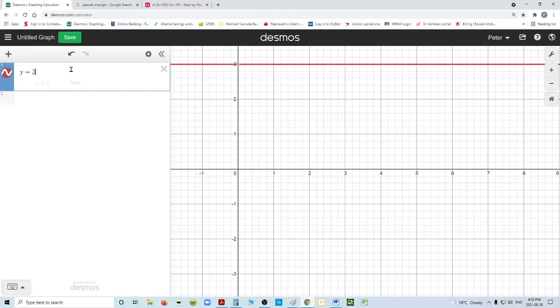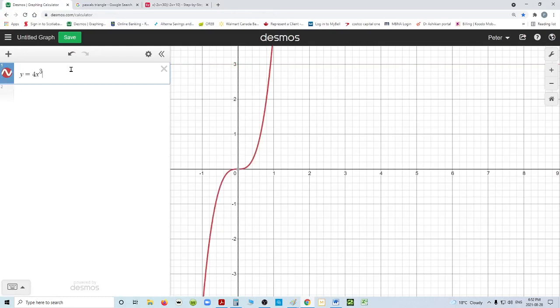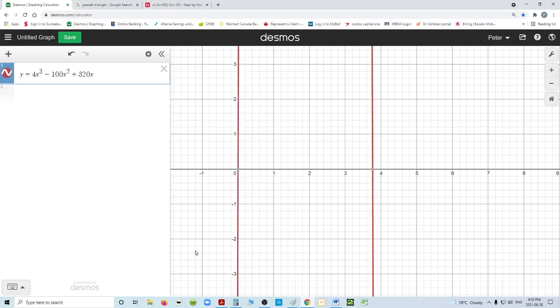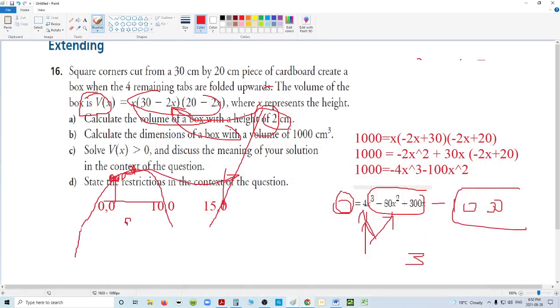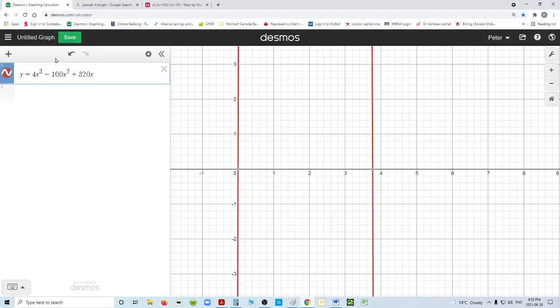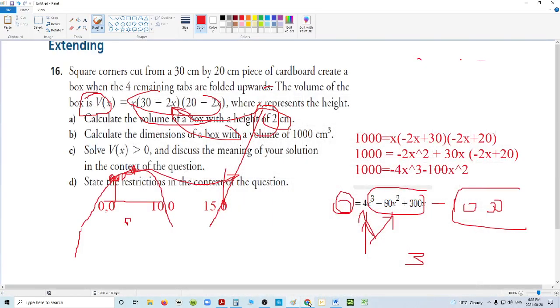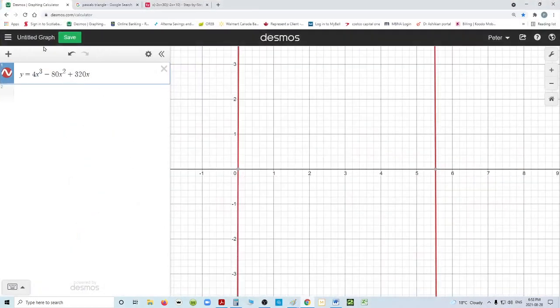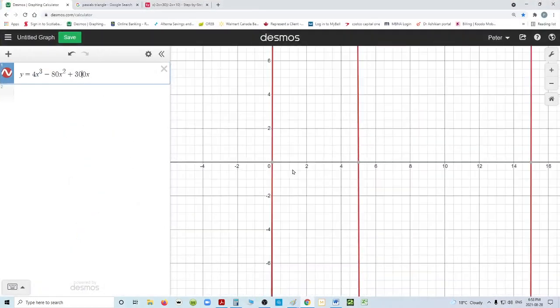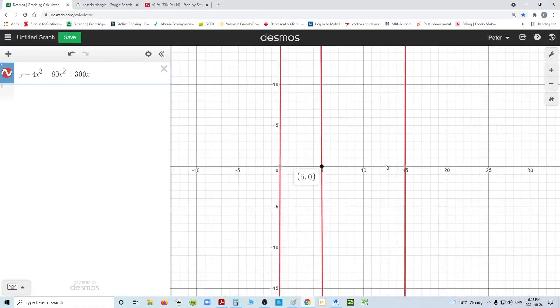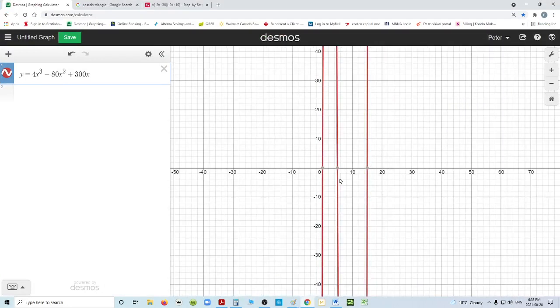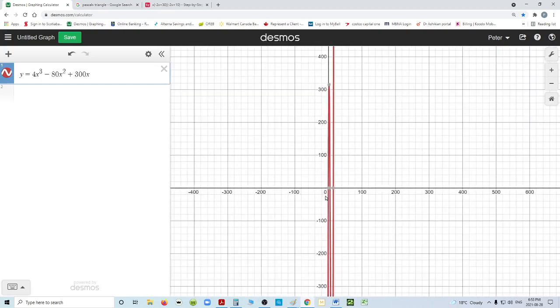So y is equal to 4x cubed minus 100x plus 320x, and then I think it's x squared. Was that the expansion? Minus 80x squared plus 300x. So I got my middle term wrong. Plus 320x plus 100 plus 300x. So you can see that this is the same graph that we were figuring out. And you can see that it is indeed what we were graphing.